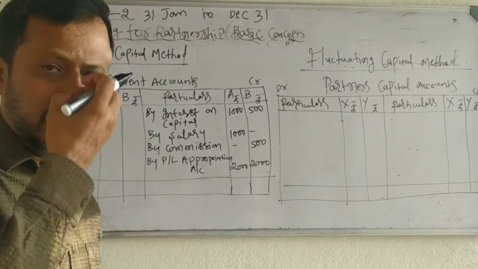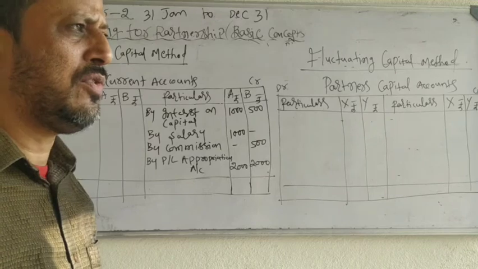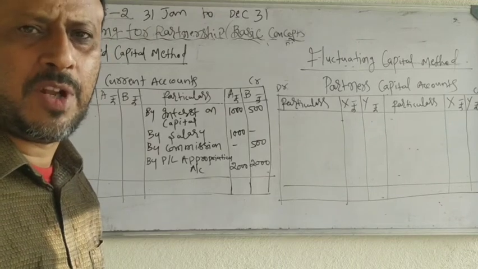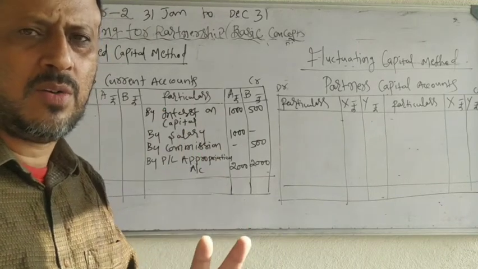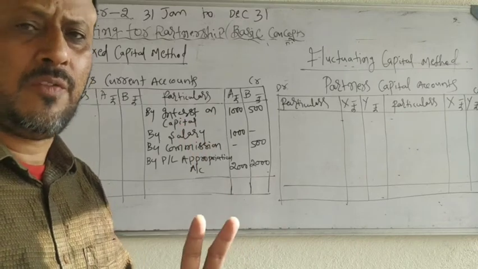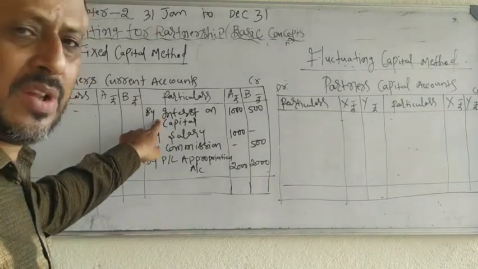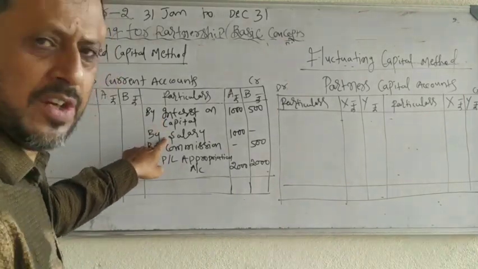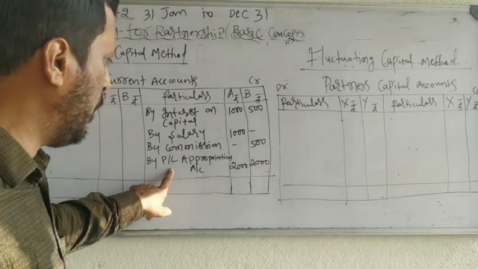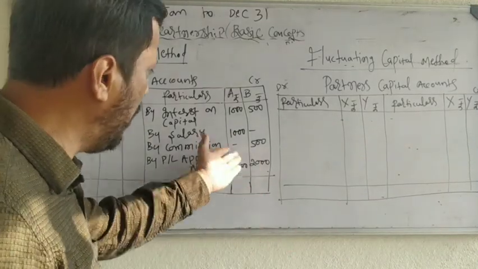You will get a practical question: prepare two partners' current accounts with imaginary figures under the fixed capital method. That is, you have to prepare like this. You have to write interest on capital on the credit side, salary on the credit side, commission on the credit side, appropriation account on the credit side, and you have to take your own figures. Any amount you can take.